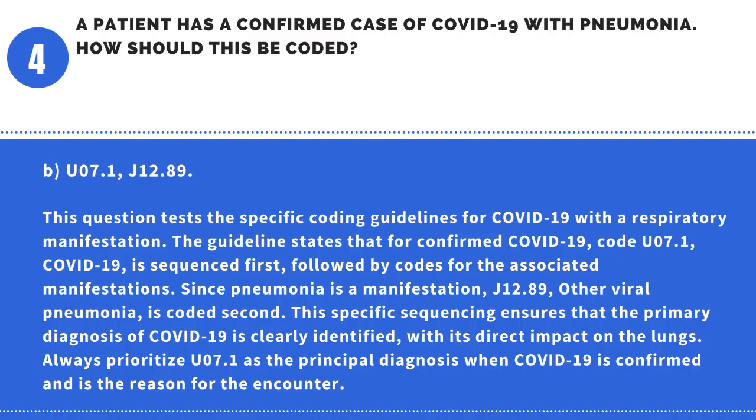The guideline states that for confirmed COVID-19, code U07.1, COVID-19, is sequenced first, followed by codes for the associated manifestations. Since pneumonia is a manifestation, J12.89, other viral pneumonia, is coded second. This specific sequencing ensures that the primary diagnosis of COVID-19 is clearly identified, with its direct impact on the lungs. Always prioritize U07.1 as the principal diagnosis when COVID-19 is confirmed and is the reason for the encounter.